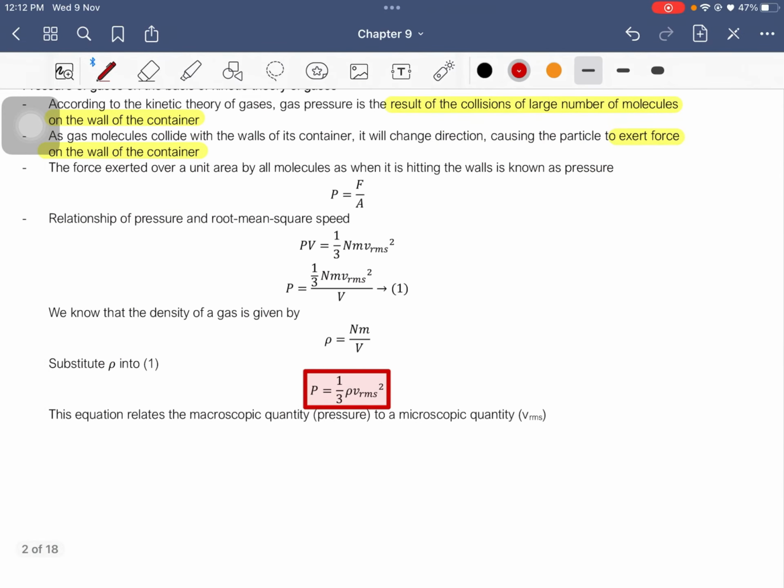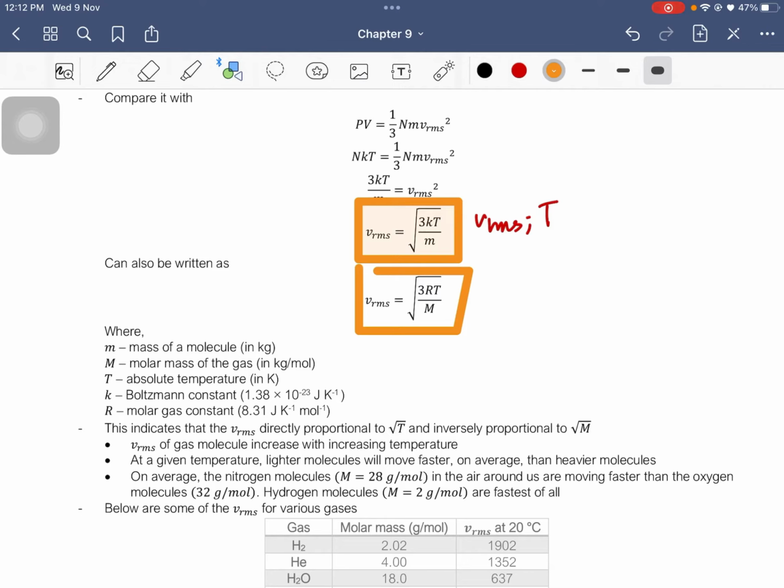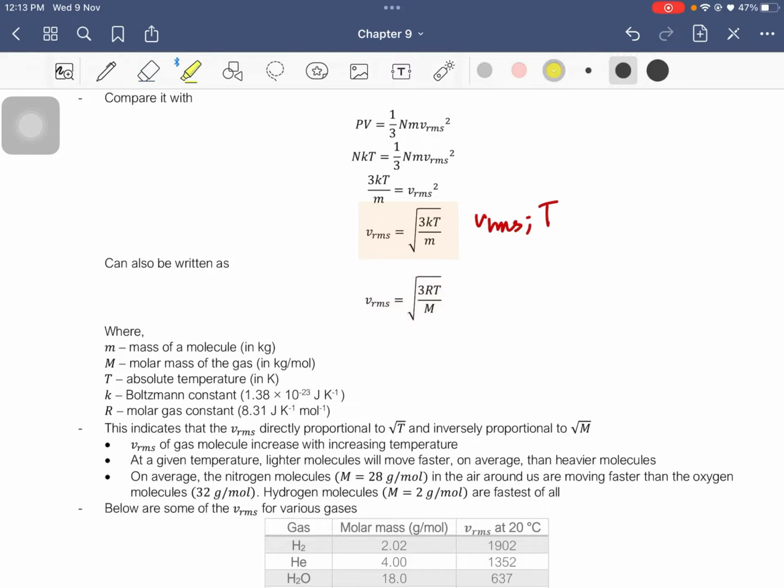Okay, so just now we learned about RMS speed and pressure, but this is also the same thing. So it depends on what information is available. So you can choose to use this or this one. Okay, and then instead of just 3kT over the mass of gas, we can also use 3RT over the molar mass of the gas. Okay, so this is also an equation that you can use. So now you have two equations that relate RMS speed with temperature. Okay, like that.